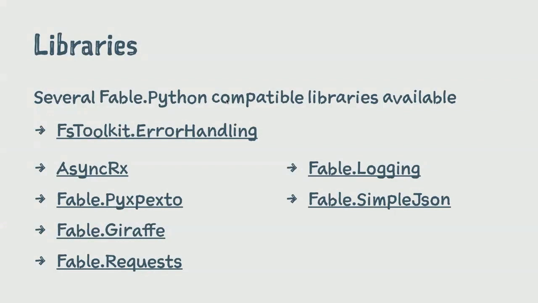And we have some nice libraries now that have been made for Fable Python. Some of these are the Super FS Toolkit error handling. It works on .NET. It works on JavaScript. It works on Python. Async Rx, which I wrote many years ago. It also runs in the browser. It runs on Python. It runs on .NET.